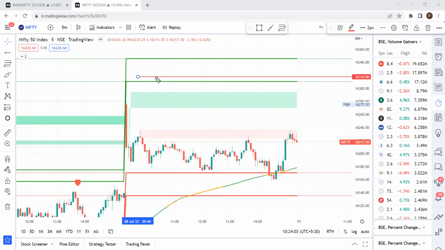Do not enter breaking this level. You should be on the short side. You should not be on the long side. When this level, the stop loss, is broken, you should be on the short side and not on the long side. I repeat it again and again, because this is where most of the people get carried away.